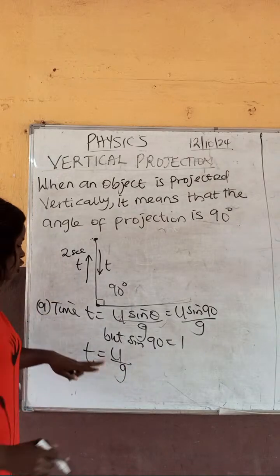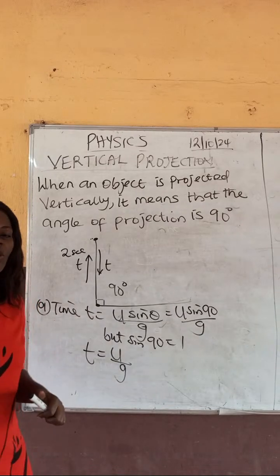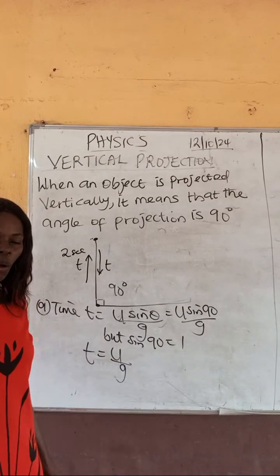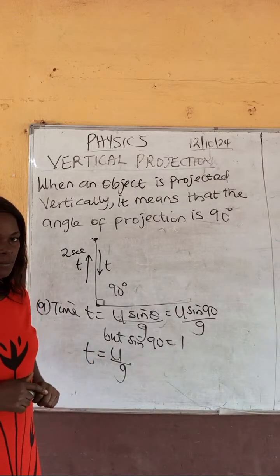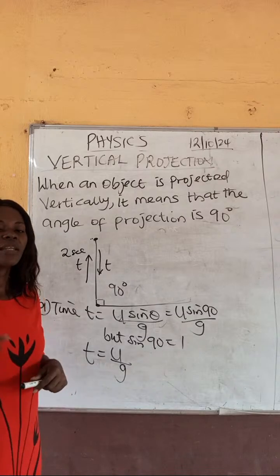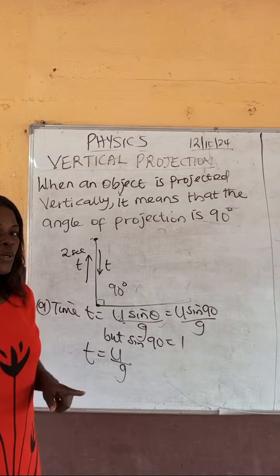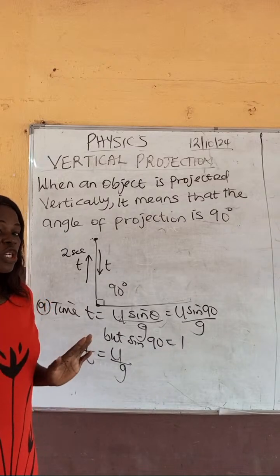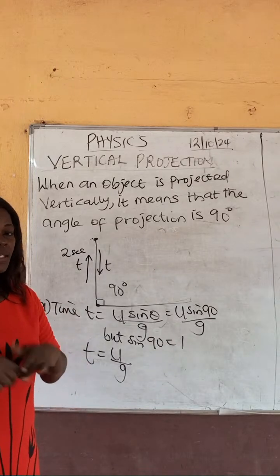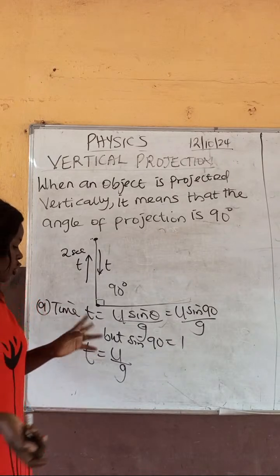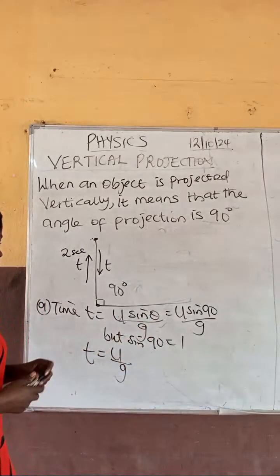And this can only go for vertical projection. If the question did not specify that an object was thrown vertically, don't use u over g. Do we understand? It's only when an object is projected vertically that our theta becomes 90 degrees. But if it is normal projection, that means my theta becomes the angle given to you. Okay? So the time becomes u sine theta over g. Do you understand? All right.